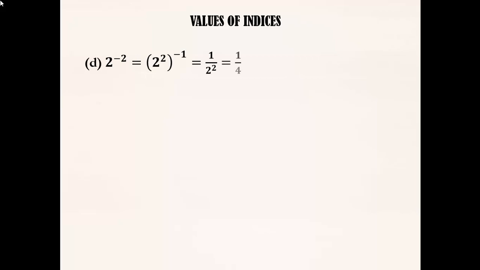D, 2 to the power negative 2 simply means that 2 squared all to the power negative 1, at least we can factor out the power negative 1 from negative 2. And now, as you see negative 1, what it simply means is that we have the reciprocal. So we take the reciprocal of 2 squared, and that's going to be 1 over 2 squared, which will give us the answer 1 over 4.